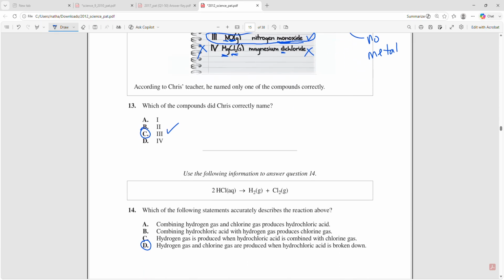So again, for example, if we had, I'm not saying this is an actual compound, but if it were, we could call that dinitrogen monoxide. But as it is, it was just NO, so it's nitrogen monoxide. But we don't say mononitrogen monoxide. You just don't do that. Okay, next.